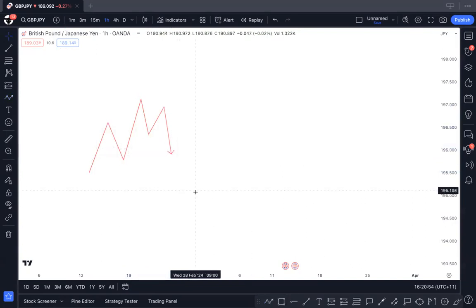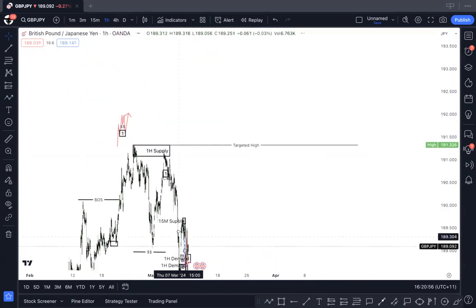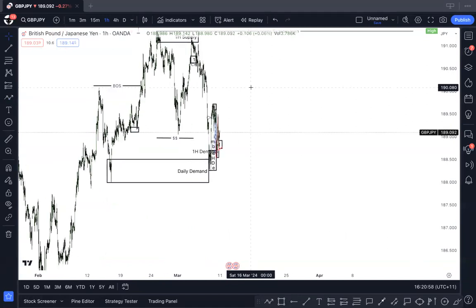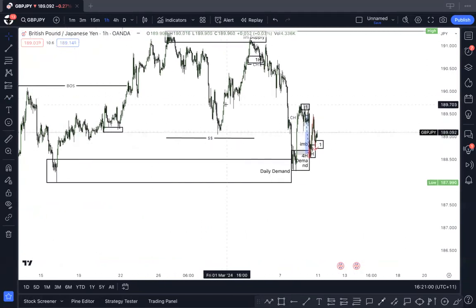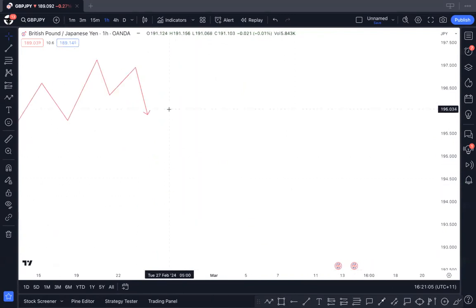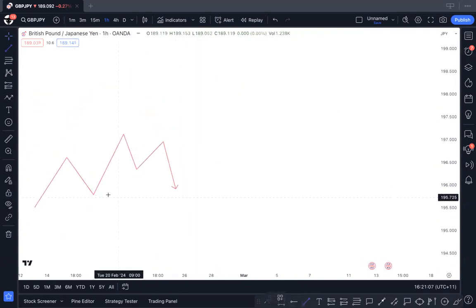That's exactly what happened here. We came down, not enough orders, went up and came straight back down. And then where's the liquidity in this? The liquidity is all through here. So all this is liquidity.